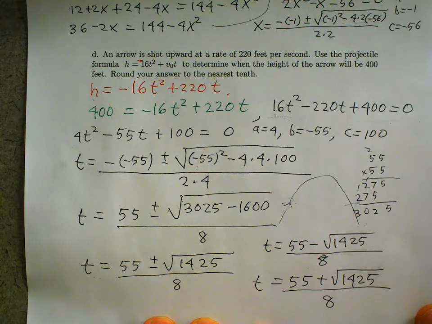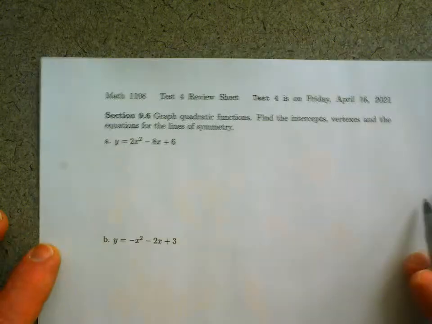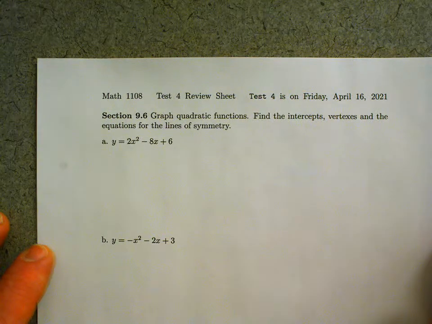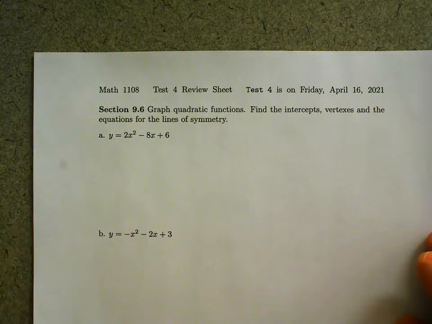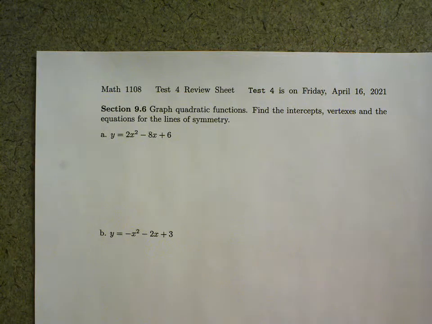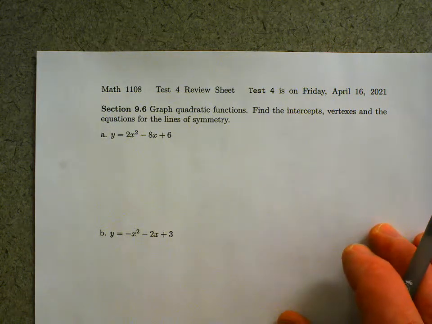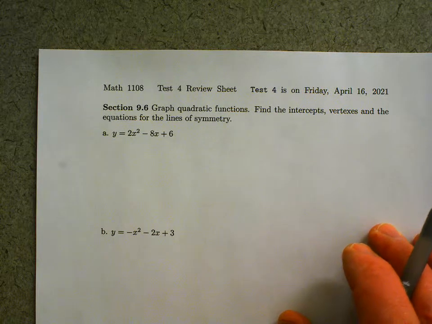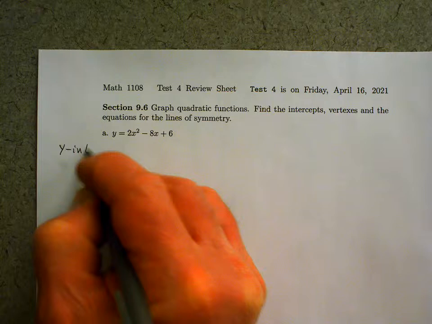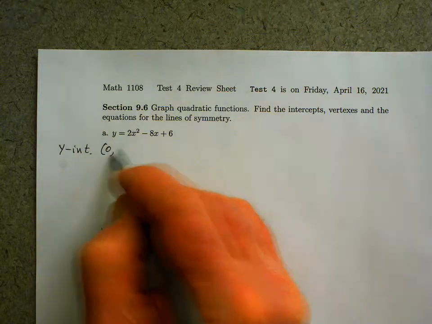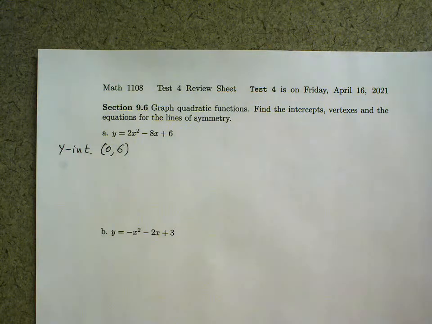Okay, let's start the next page. This is where we graph quadratic functions. Find the intercepts, vertexes, and the equations for lines of symmetry. Okay, the y-intercept, when x is 0, the y-coordinate is 6.